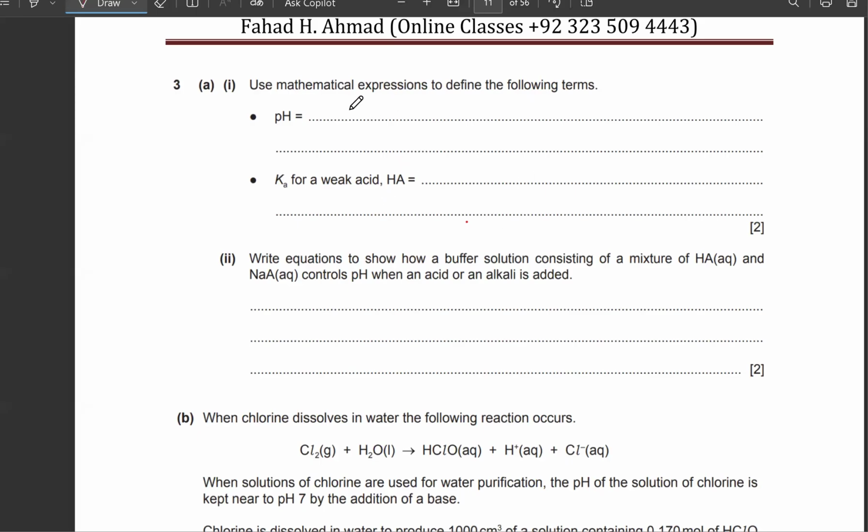What is the expression for pH? pH is minus log of the concentration of H positive ions. That's easy. What's the K for a weak acid? HA would dissociate and produce two ions: one is H plus, the other is A minus. So what is the expression? It's going to be H plus concentration times A minus concentration, divided by the weak acid concentration.